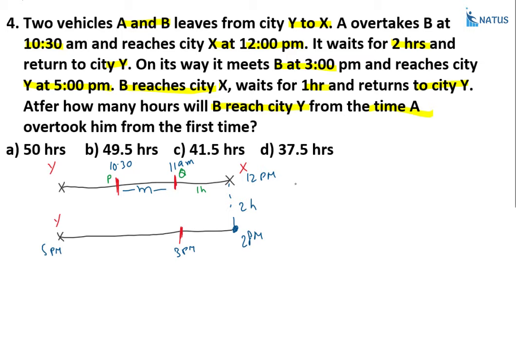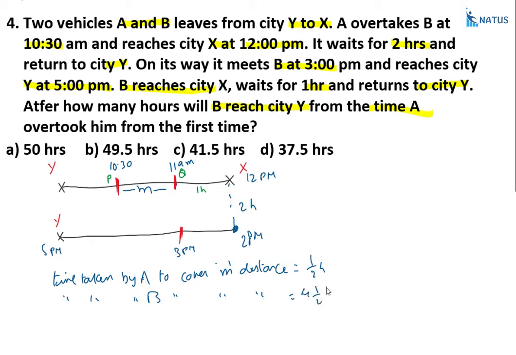relation between A and B. Okay, time taken by A to cover m distance is equal to half an hour. Now time taken by B to cover m distance is equal to how much? Half an hour, 1.5 hours plus 3.5 hours, and 4.5 hours. Now, what is the ratio between A and B? Times ratio.